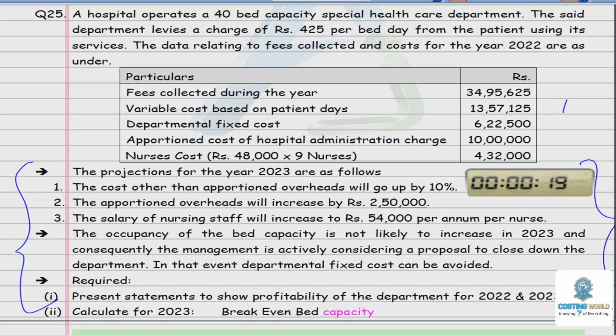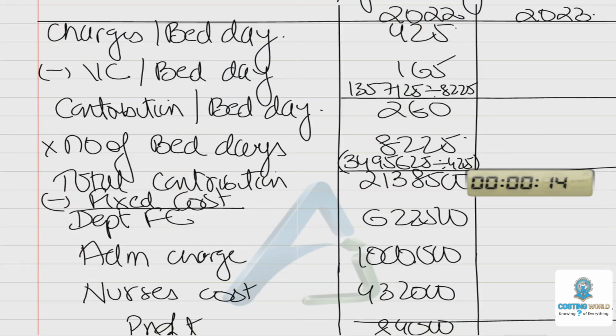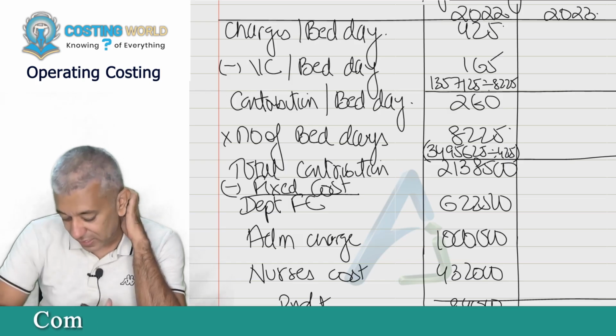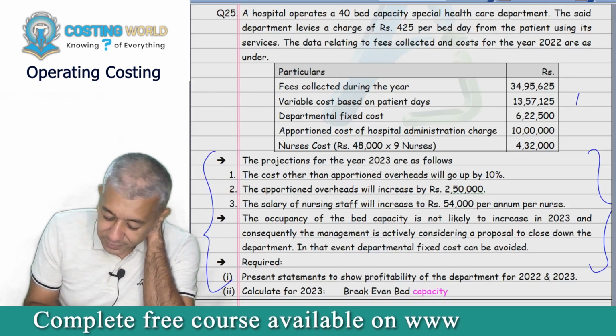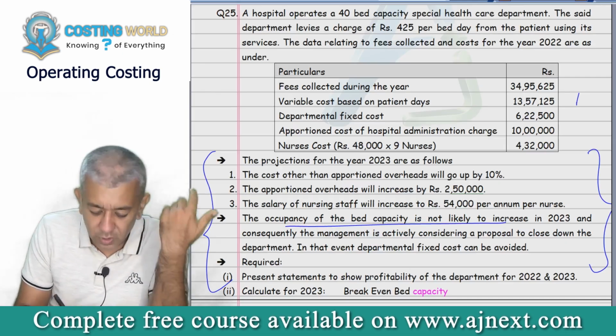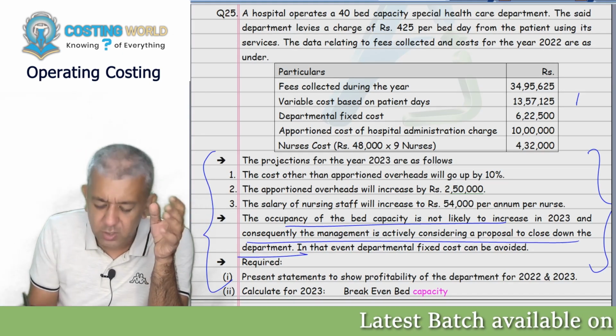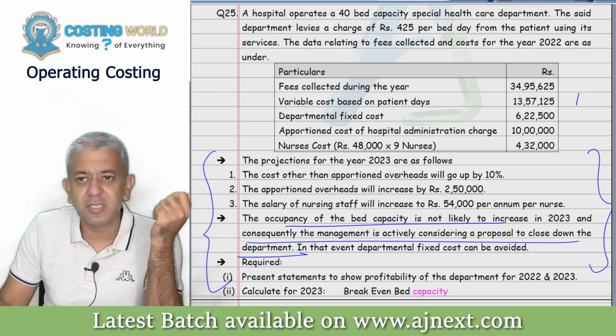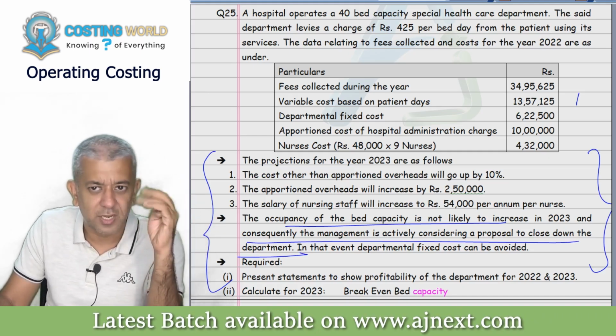I can try to tell you there should be a loss, although I'm not very sure. Is there a loss that comes? My gut feeling says there should be a loss because of one reason, and that reason is that these guys are thinking that occupancy is not going to be increasing, so therefore we'll shut down the department only because there might be a loss here. In any case, I'm trying to be solving it. We'll just cross check the answer.